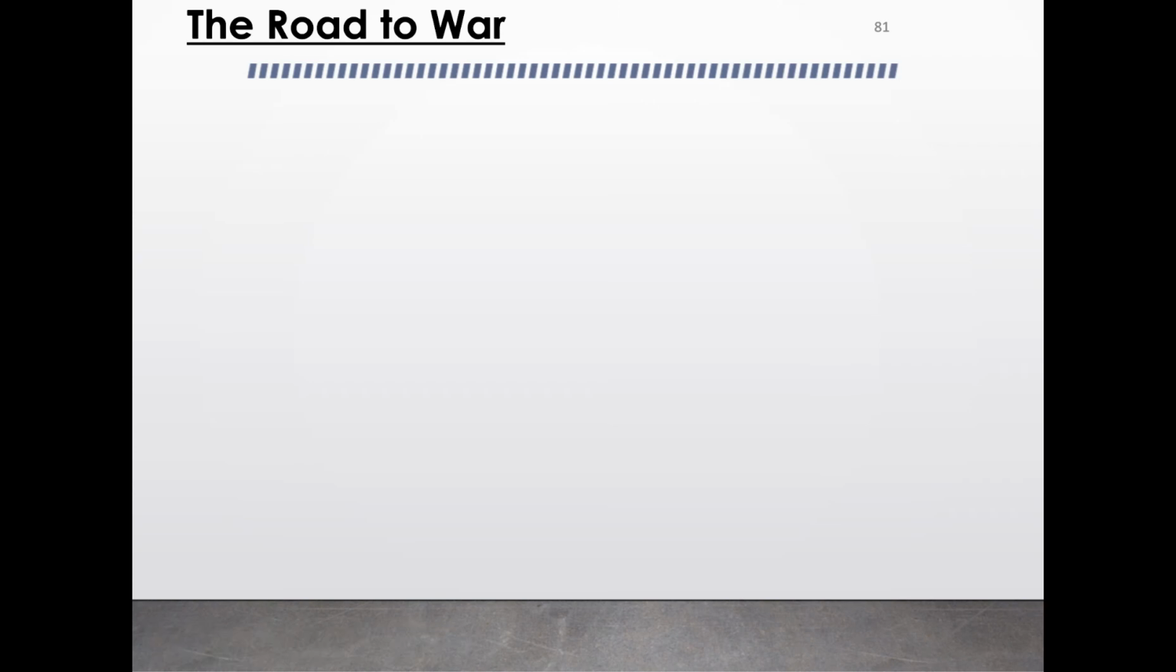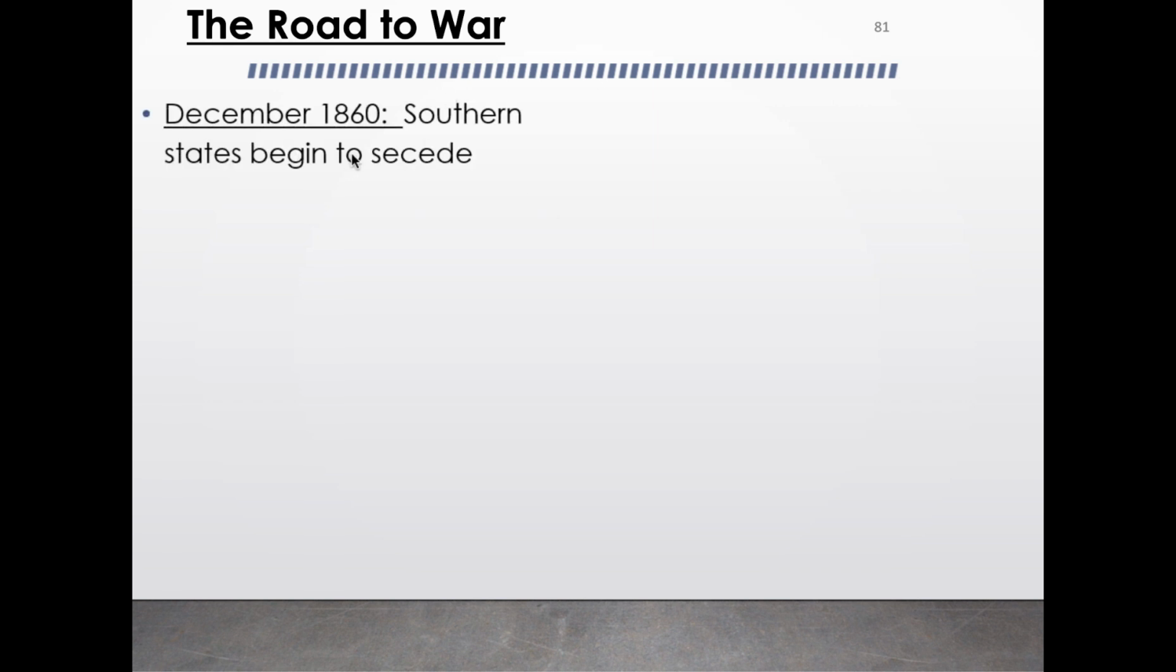We're going to focus on the last few events that finally brought the North and the South to war. So we go to December of 1860. The Southern states begin to secede. They began to do this because of Abraham Lincoln. They view him as an abolitionist who's going to take away slavery, so they secede.